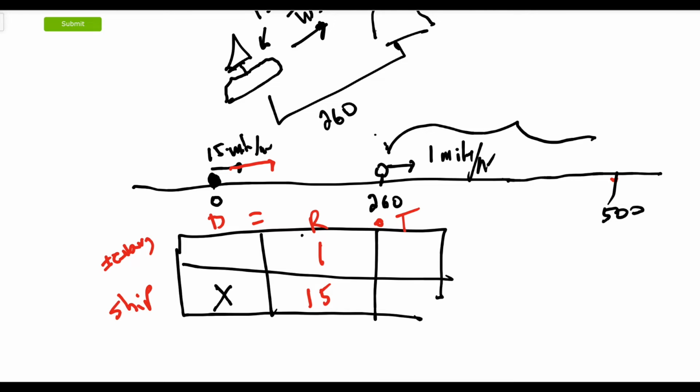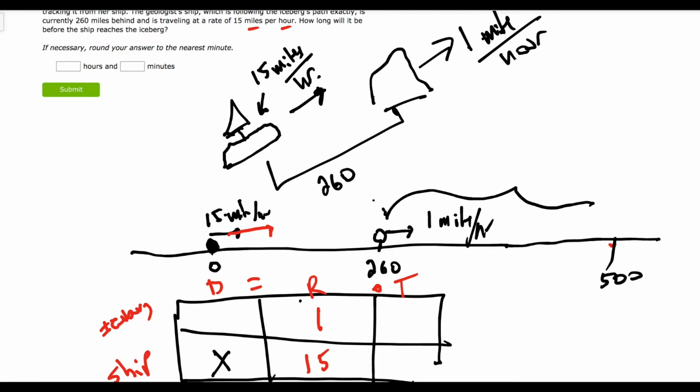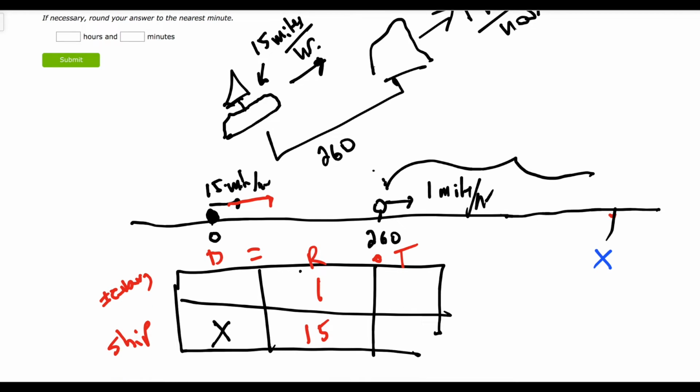So is it 240 or 260? It's 260. It would be 240 if that was the real number, but it's not the real number. The real number is x. So the iceberg is traveling x minus 260. Does that make sense? Yeah. Because this is 260, so x minus 260 would be that.